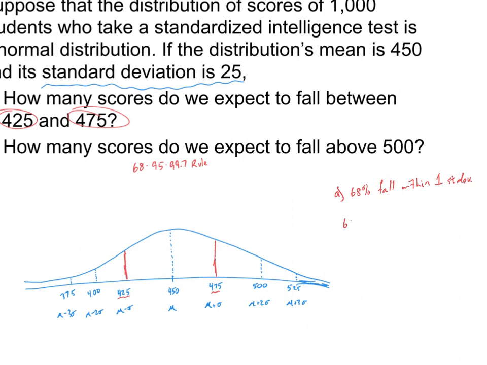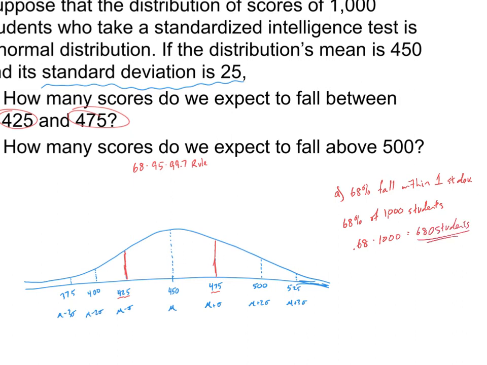What is 68% of 1,000 students? To answer that question, I'm going to take 0.68, so convert my percent to a decimal, times 1,000. Of, that means to multiply in math. 0.68 times 1,000 is 680 students.